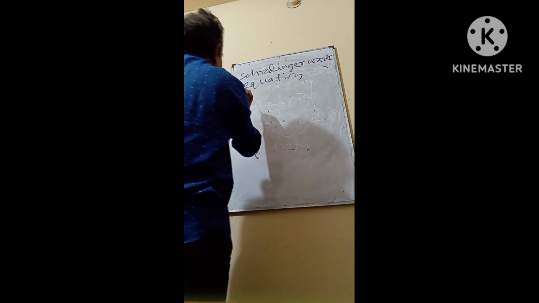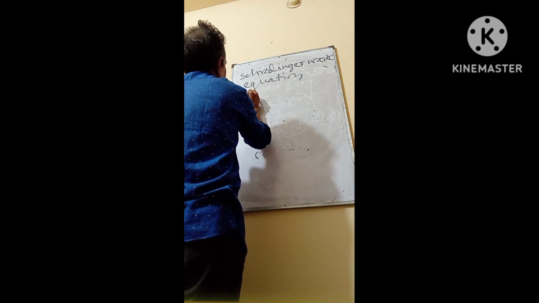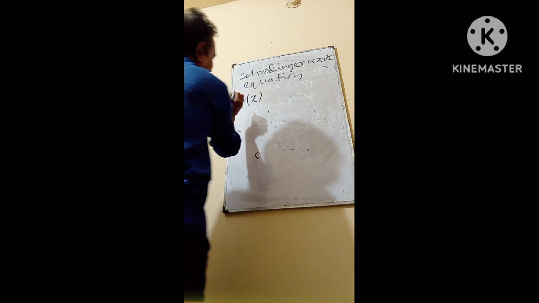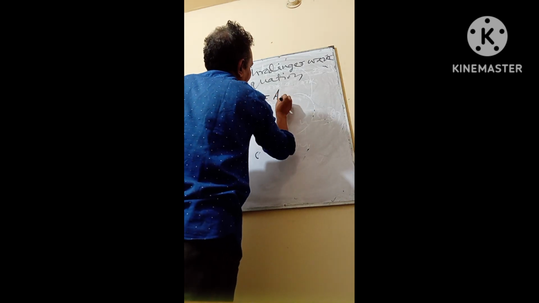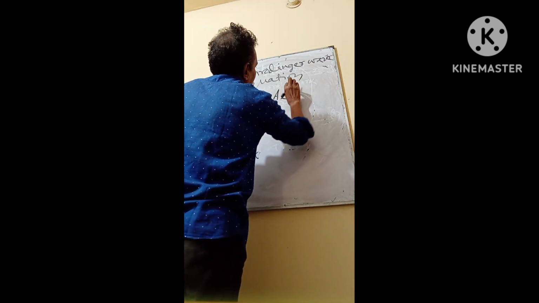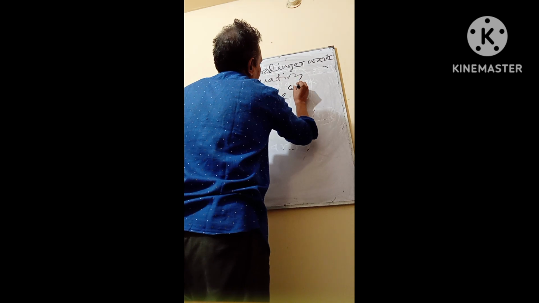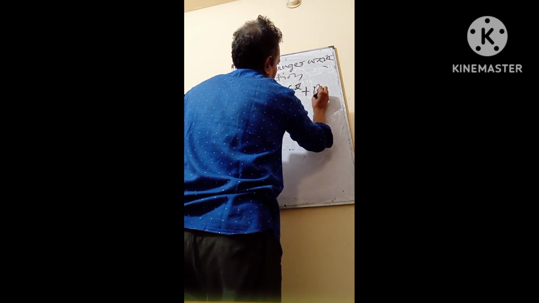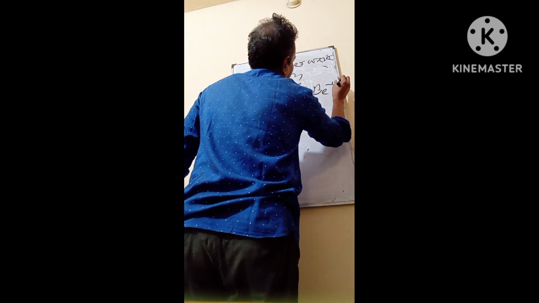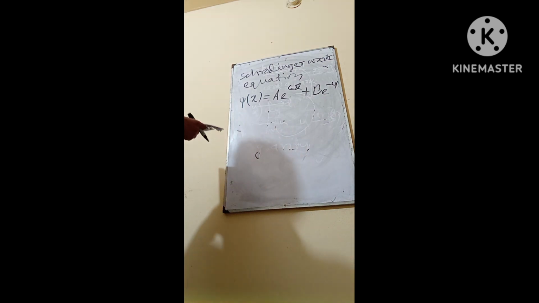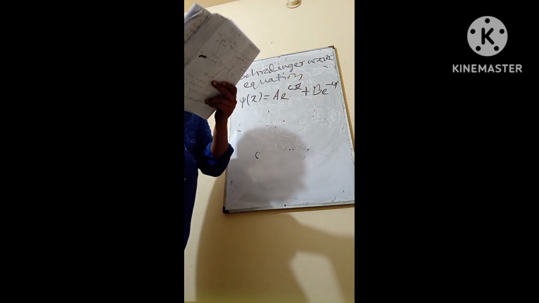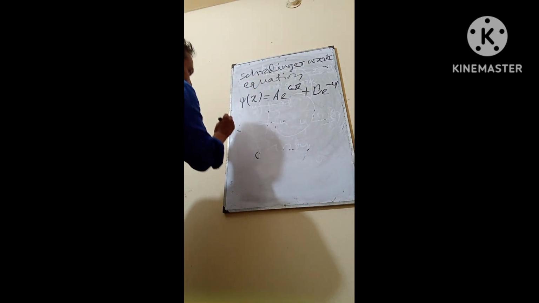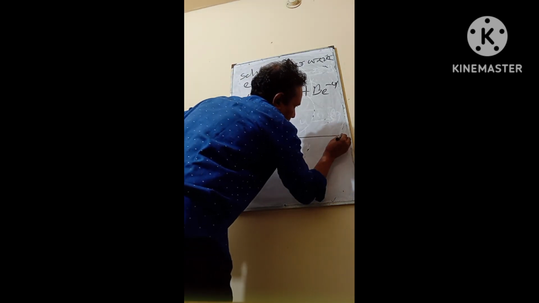The Schrodinger wave equation describes mathematically the eigenvalue x = A e^(c x) + B e^(-c x). Now I have drawn the Schrodinger wave equation below diagrammatically.